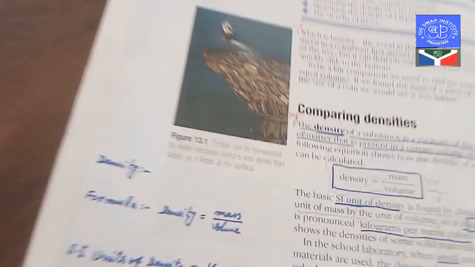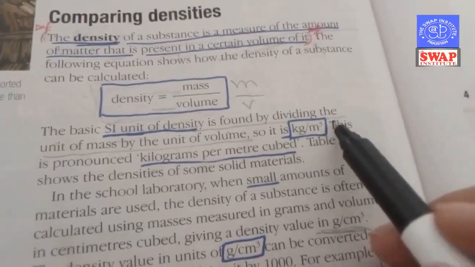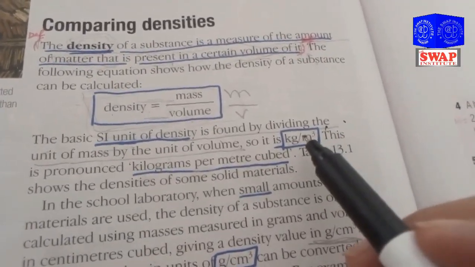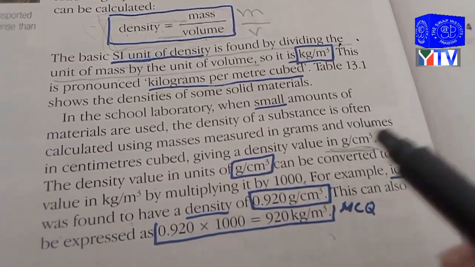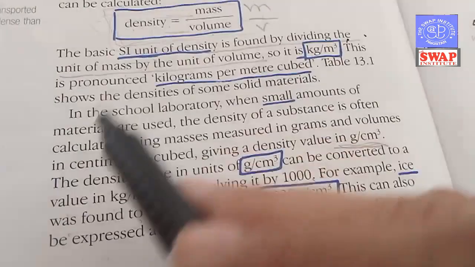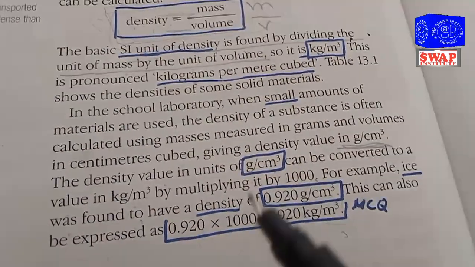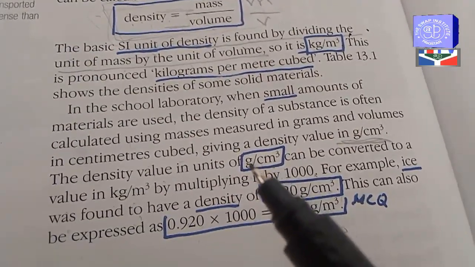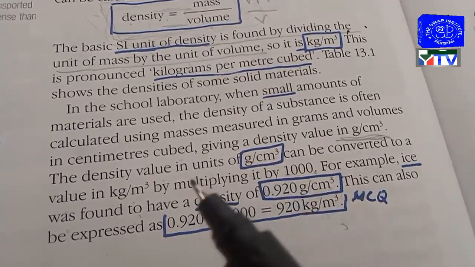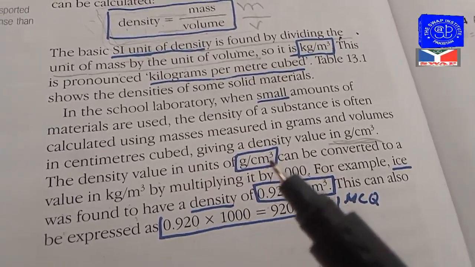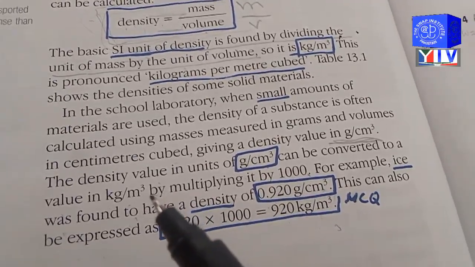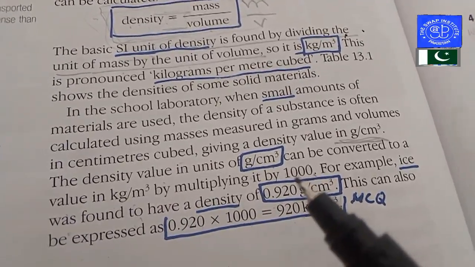You should underline these two SI units in your book: kilograms per meter cube and grams per centimeter cube. And here you can find how we can convert kilograms per meter cube into grams per centimeter cube. If you want to convert grams per centimeter cube into kilograms per meter cube, you should multiply the amount by 1000.